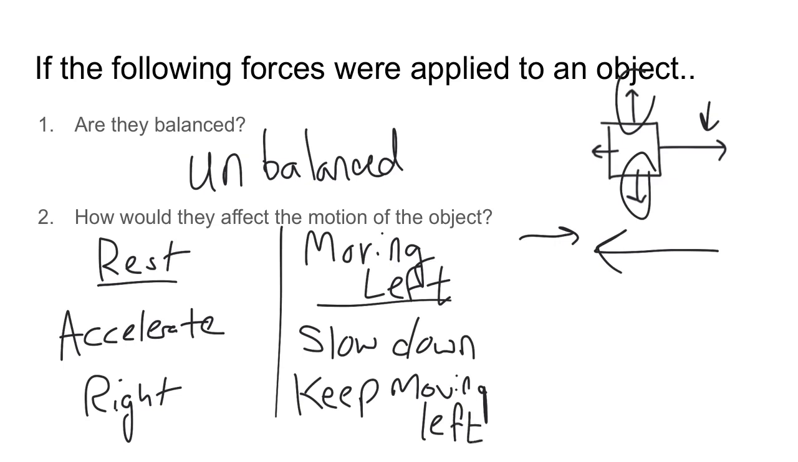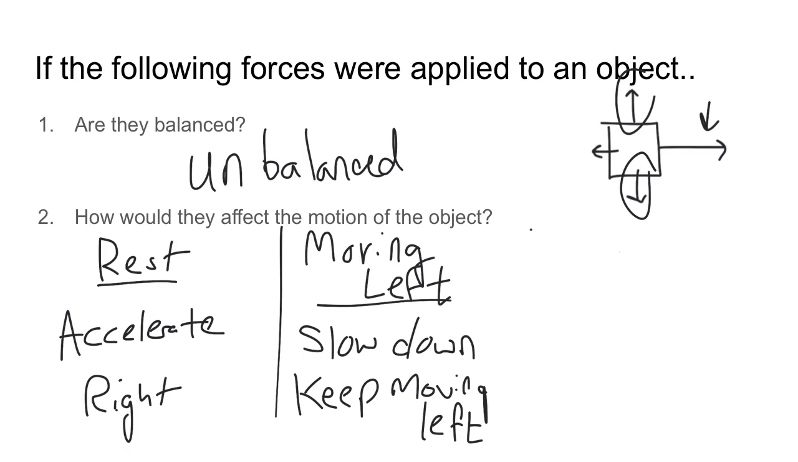Right, until it gets to a certain point where it stops. Eventually I'm going to slow it down enough where it's going to stop. And then if I keep applying that force, it's going to move back to the right. But just know that we have an object moving to the left and we have an unbalanced force acting on it to the right, as if I was pushing it. That object is going to start slowing down.